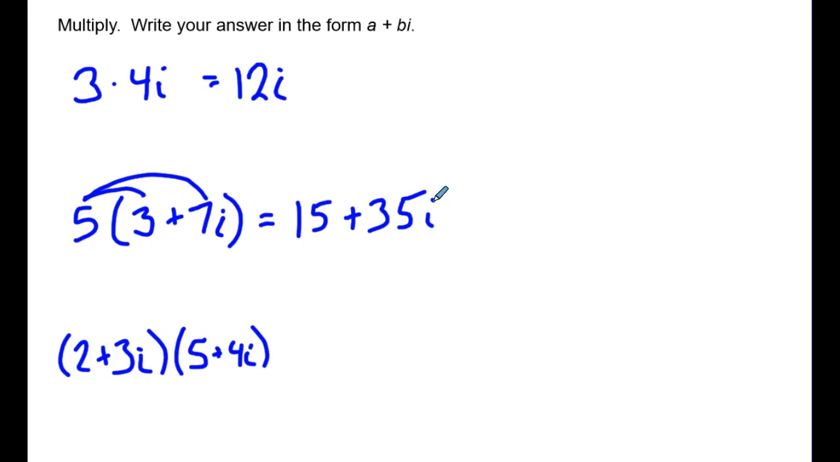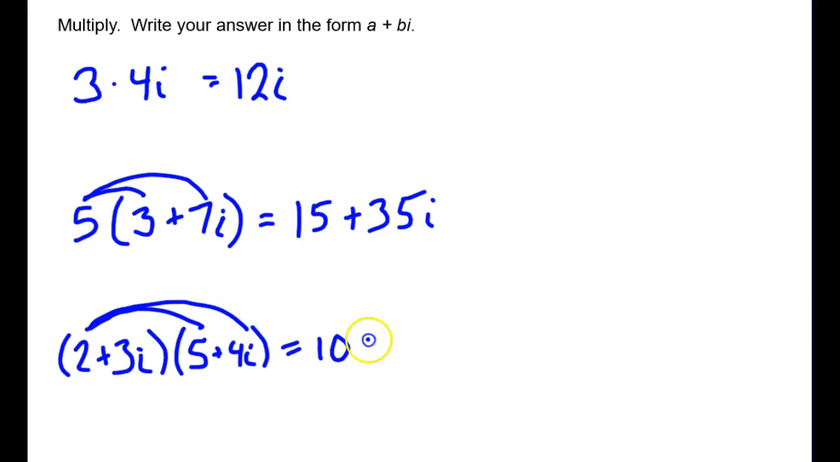The last example, we have 2 plus 3i times the quantity 5 plus 4i. We will need to use the FOIL method in order to multiply this out. First, outer, inner, last. Remember, F stands for first. We're taking the first terms in each of our quantities. 2 times 5 gives us 10. The O, we're multiplying the 2 outside terms.